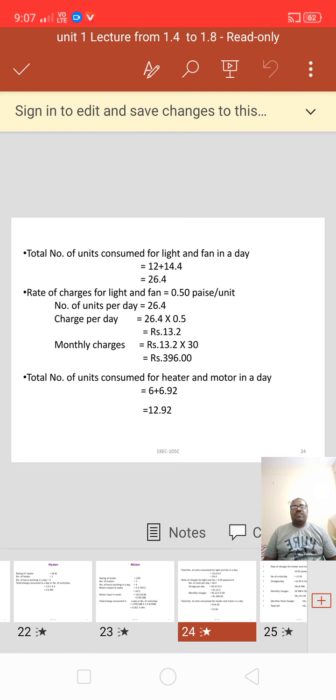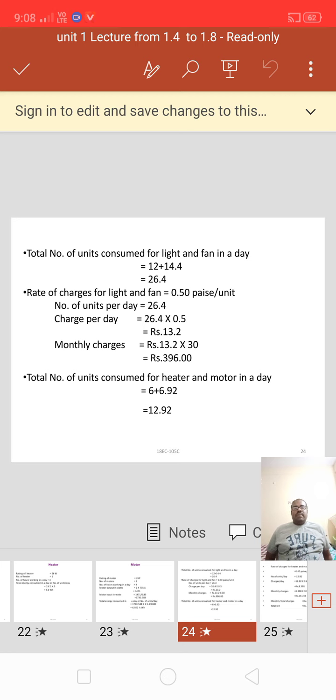Rate of charges for light and fan is equal to 0.50 rupees per unit. And number of units per day, already we derived it, that is 26.4. Charges per day equal to 26.4 into 0.5, that equal to 13.2 rupees. Monthly charges is 13.2 into 30, that equal to 396.00. Okay, monthly charges for light and fan is equal to 396 rupees.